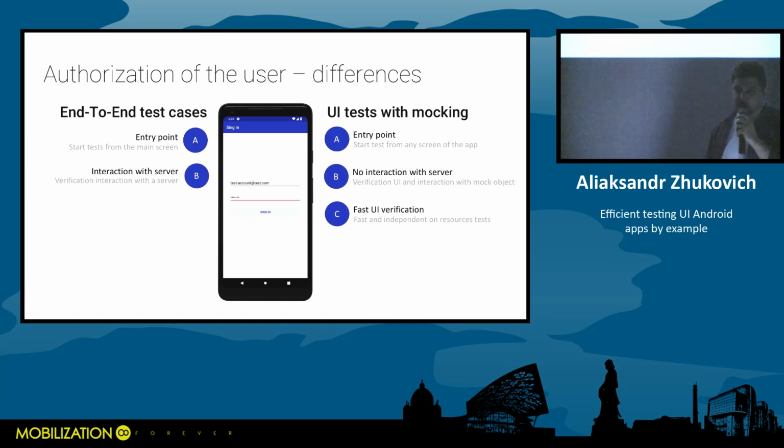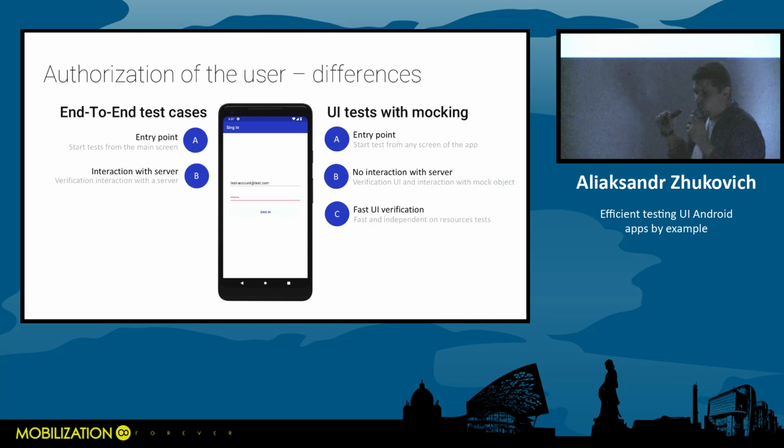And here we have some differences between these two approaches. First of all, it's the entry point. In an end-to-end test, we should start from the very beginning, and ideally we should do sign out when we finish, because the next test should start from the very beginning. However, for optimization, you can use other approaches. Next, the entry point in a UI test: we can start from any screen as we want. We can start just from the screen which we would like to test. Next, an end-to-end test requires interaction with the server, because it's emulating user behavior, and we cannot configure it in another way.